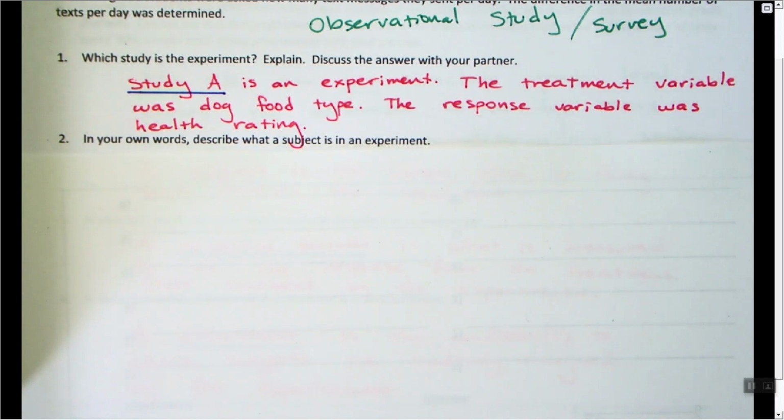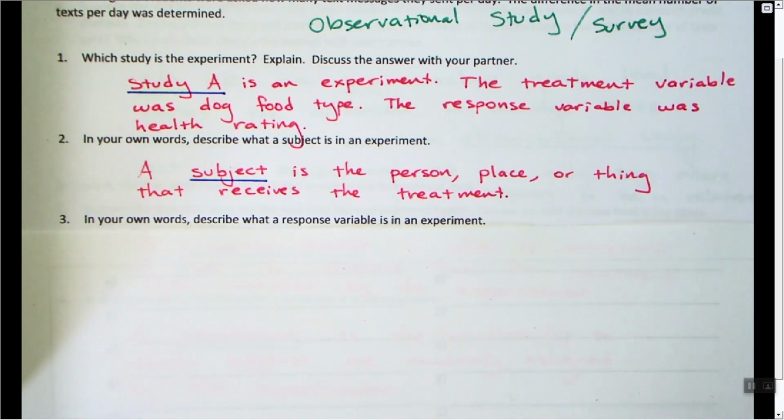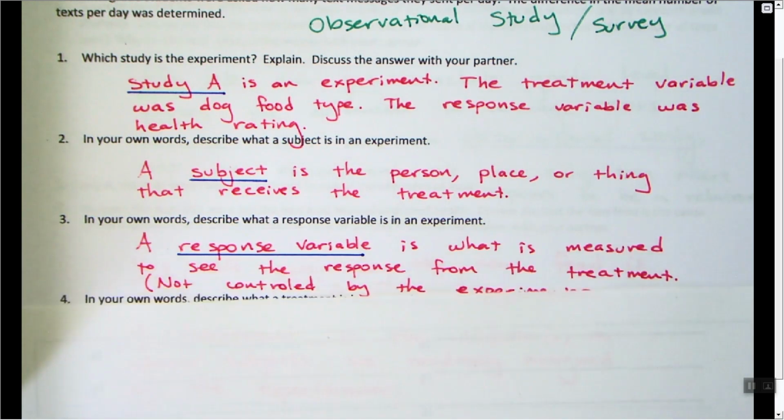In your own words, describe what a subject is in an experiment. Well, a subject is the person or the place or the thing that receives the treatment. It can be people, it can be dogs, it can be plots of land. Those are the things that are receiving the treatment. In your own words, what is a response variable in an experiment? A response variable is what is measured to see the response from the treatment. So it's what's happening as a result of your treatment variable. And this is not controlled by the experimenter.